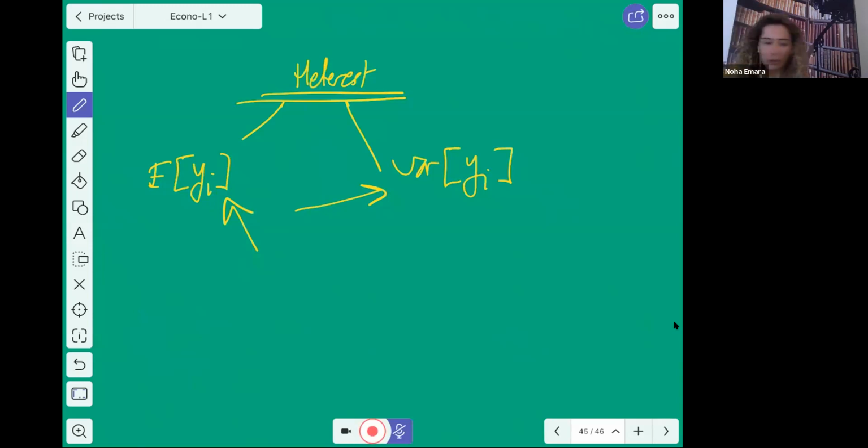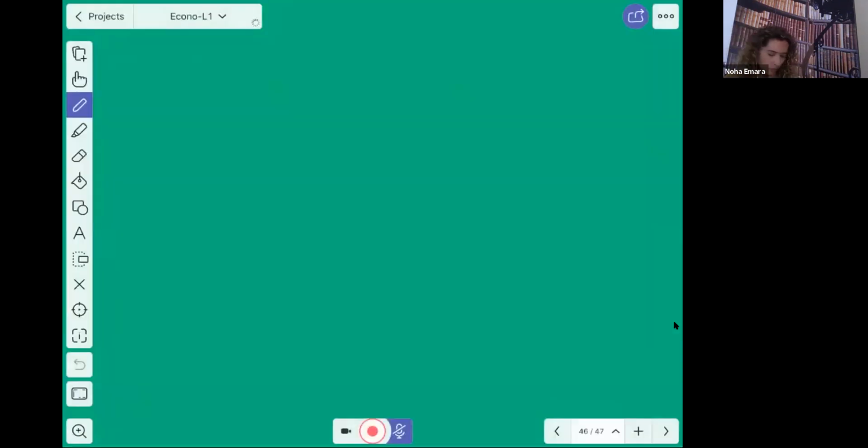All right, so let's talk about the detection. It's very important. Knowing the problem is nice, but we need to detect the problem, right? So how to detect heteroskedasticity? Let me write in a clean page.